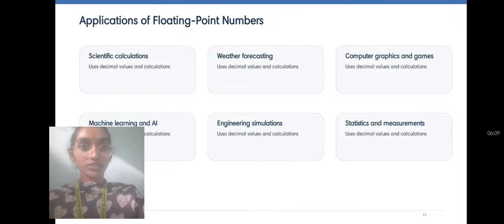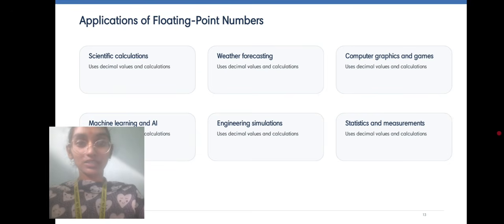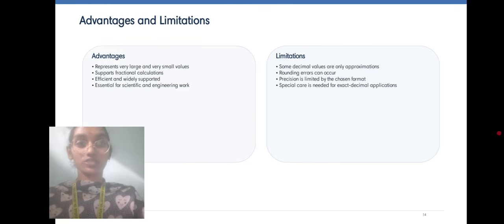Applications of floating point numbers. Scientific calculation, using decimal values and calculations. Weather forecasting. Computer graphics and games. Machine learning and AI. Engineering simulations. Statistics and measurements, all using decimal values and calculations.